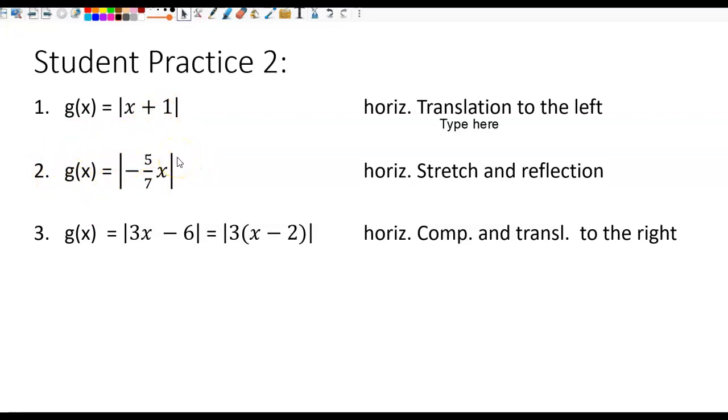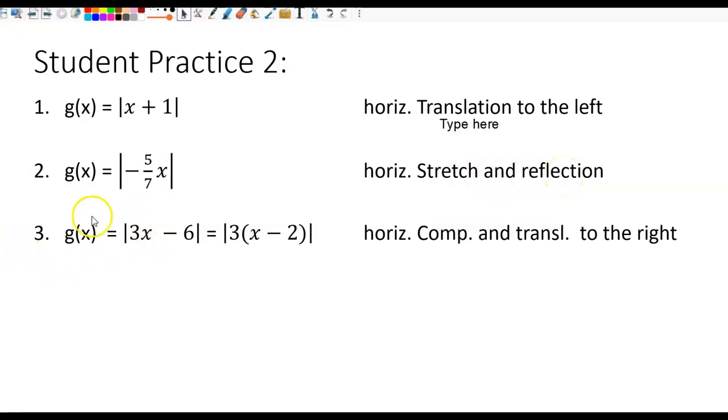Okay? First of all, we have a negative. So that's a horizontal reflection. Next, it's being multiplied by 5/7. Now 5/7 is less than 1, so that would be a horizontal stretch. So we have a horizontal stretch and a reflection.